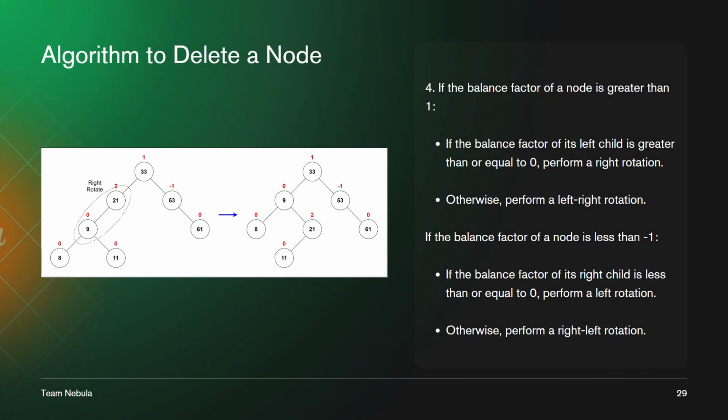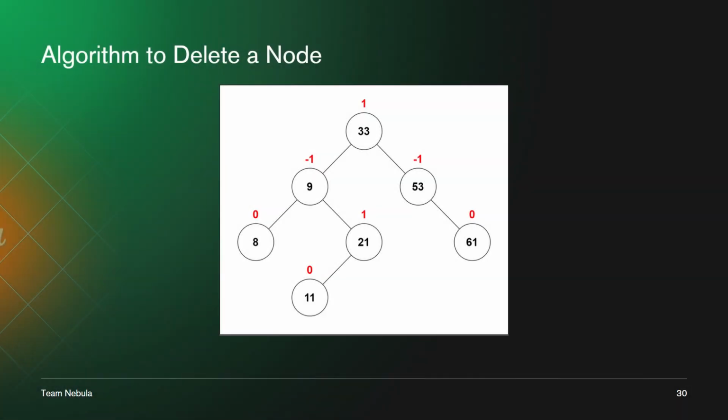Rebalance the tree if the balance factor of any of the nodes is not equal to -1, 0, or 1. If balance factor of current node is greater than 1 and if balance factor of left child is greater than or equal to 0, do right rotation. Else, do left-right rotation. If balance factor of current node is less than -1 and if balance factor of right child is less than or equal to 0, do left rotation. Else, do right-left rotation. After performing all the steps, the final tree looks like this.